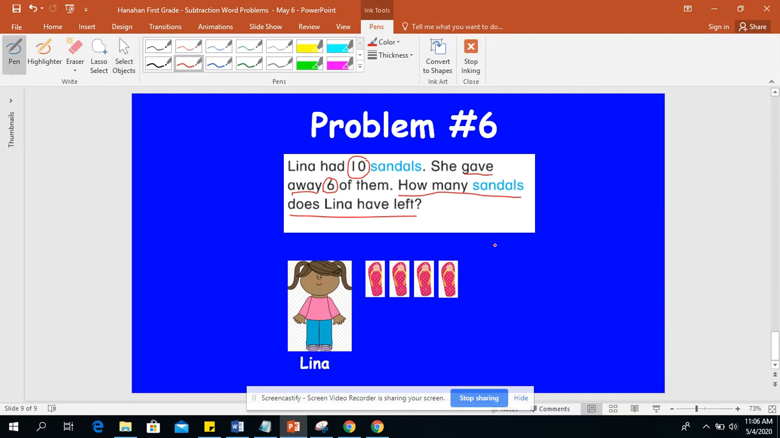And this is another problem that we can represent with a subtraction number sentence. 10 take away 6 equals 4. So the answer is Lena had 4 sandals left.